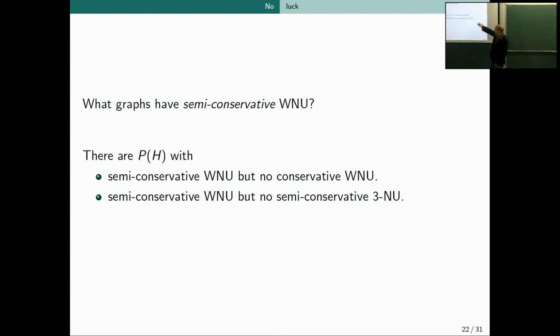Too bad. And then Pavel suggested, well, because for graphs they have a collapse from WNU to 3NU, maybe we have that, right? But no, that turns out not to be true either. So there are graphs with semi-conservative WNUs that don't have semi-conservative 3NUs. So the easy routes to proof have disappeared. They don't work. So that means there's a lot of work left to do.